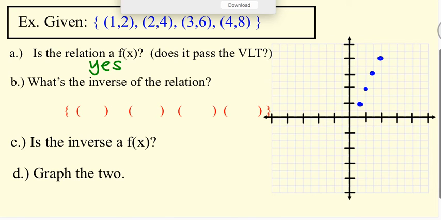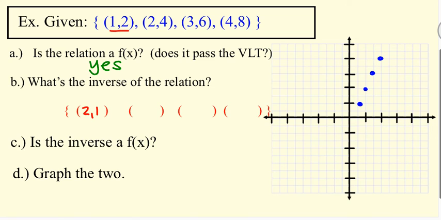All right. Now we're going to go ahead and find the inverse of this relation. If you remember from the definition right above, we're going to interchange the x and the y of each of the ordered pairs. So I'm going to do those in a different color. The first ordered pair we're going to interchange, we're going to now have 2, 1.